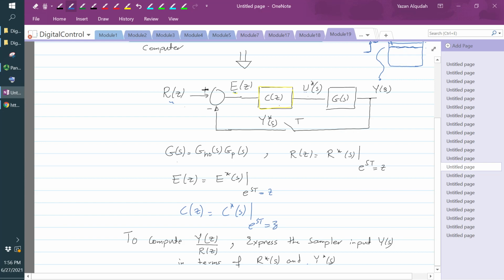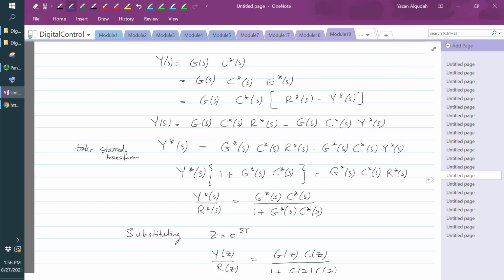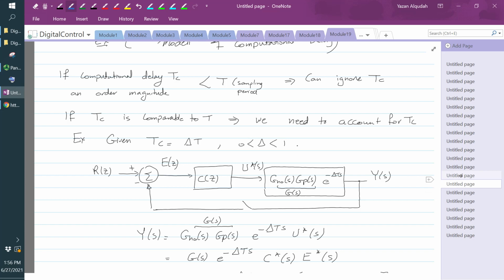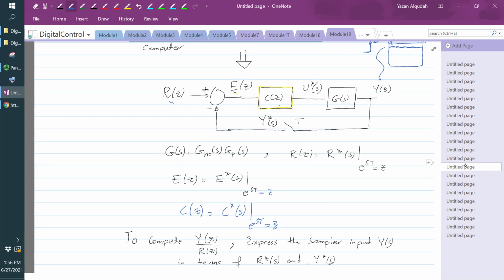We're running out of letters. We use C for the output, but here we're using it for the filter. Okay, so here U star is equal to C star multiplied by E star.